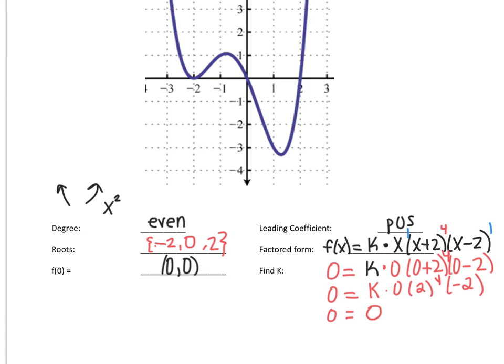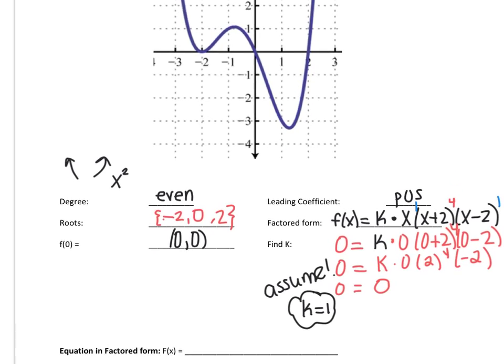So the only value that really could work for k here, I mean, it could be an infinite number of values, so you really don't even have to worry about this too much. We're just going to assume that k equals 1 when this happens. Okay?